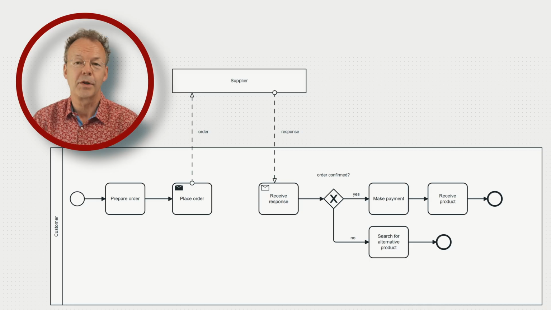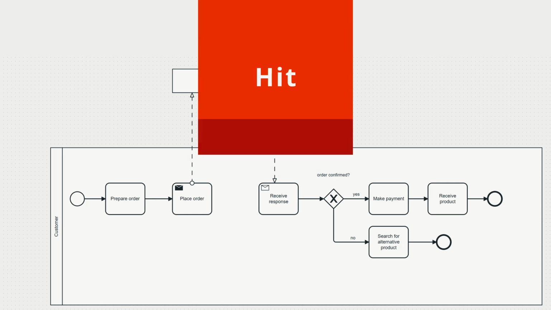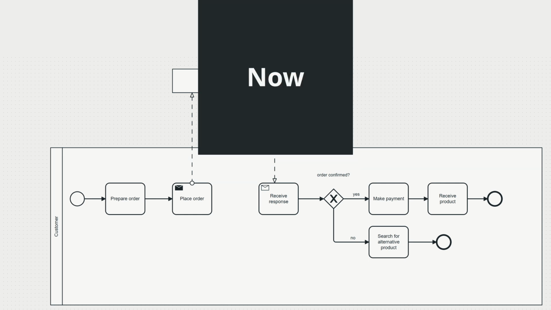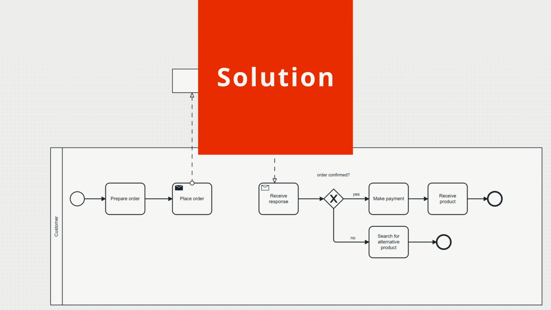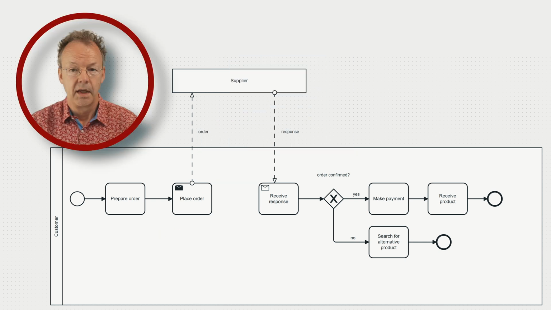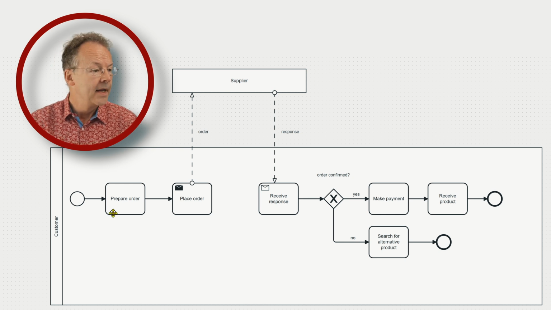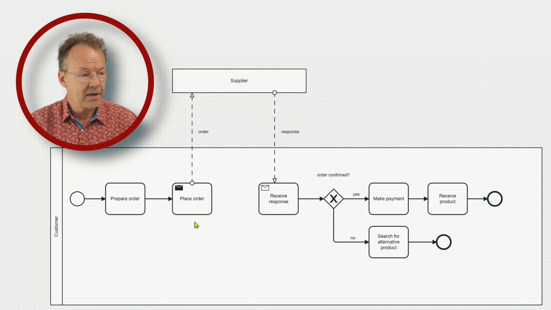This is our fourth model. You may now hit the pause button. Yeah, so here we can see two pools. One is for the customer and the other one is for the supplier. And the pool for the supplier is collapsed. So we start here, the customer starts with prepare order, and then we have a message send event.